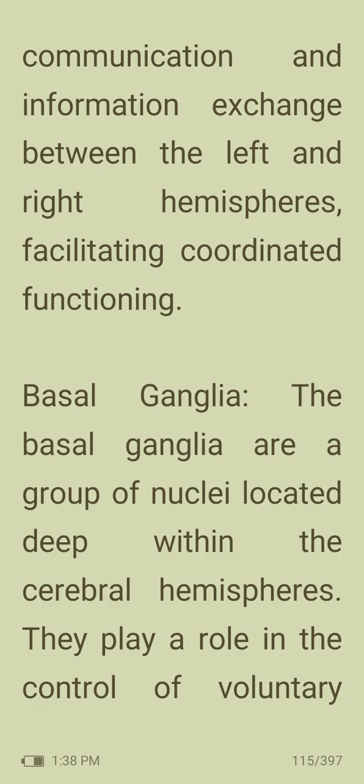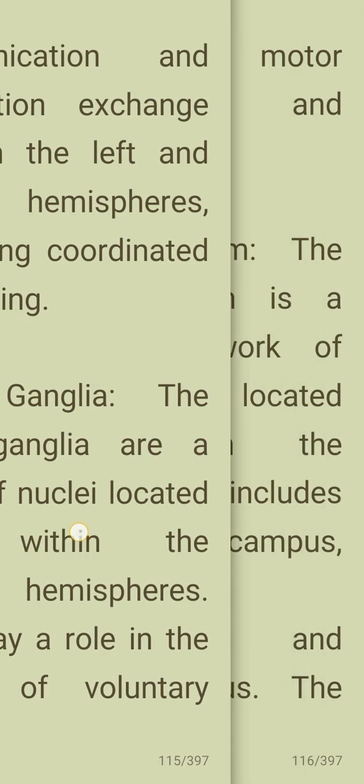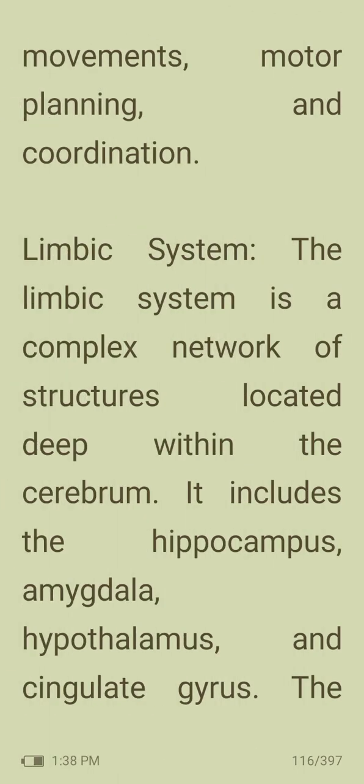Then basal ganglia. The basal ganglia are a group of nuclei located deep within the cerebral hemisphere. They play a role in the control of voluntary movements, motor planning, and coordination. Then limbic system, which we have already learned. The limbic system is a complex network of structures located deep within the cerebrum.